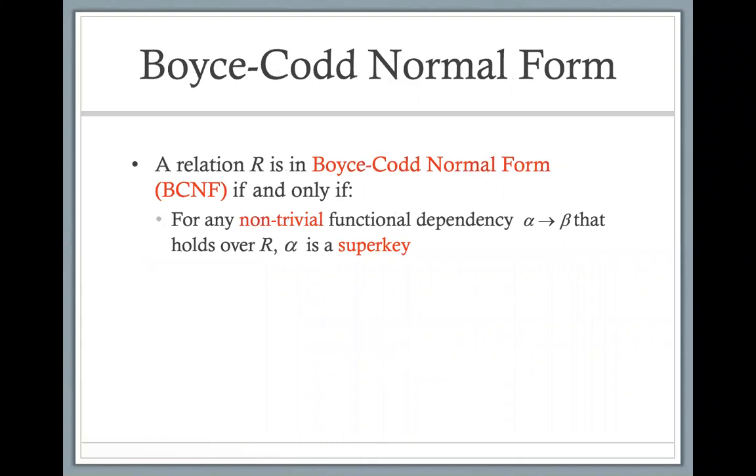Okay, we'll start with Boyce-Codd normal form. So relation R is in BCNF if and only if, for any non-trivial functional dependency alpha determines beta, alpha is a super key. So you have to look at all the functional dependencies that exist in your table, for every table that you have in the database, and make sure that the left-hand side is a super key. Again, what is a super key? It means it's unique, or it means that it functionally determines every attribute in the relation R.